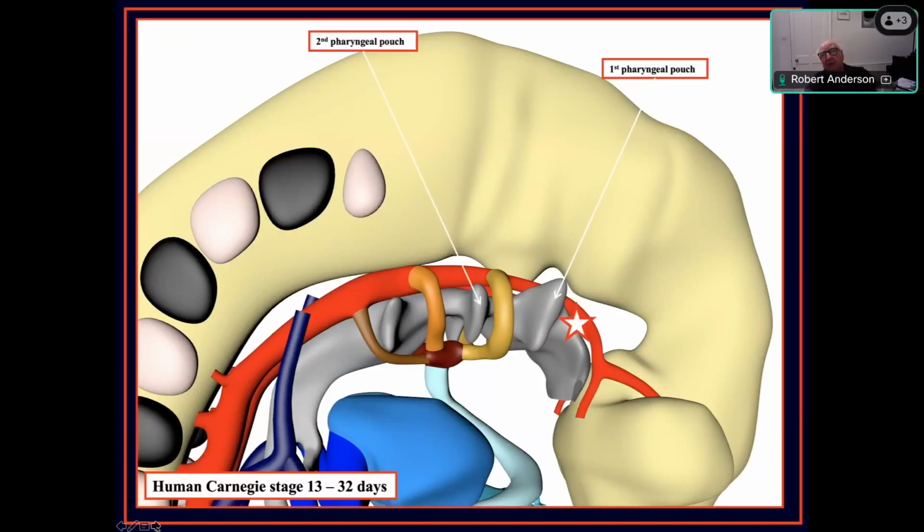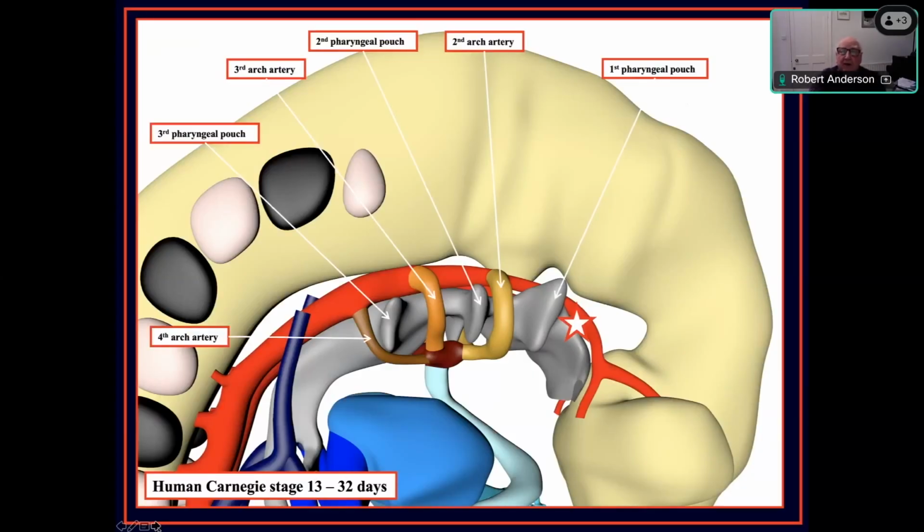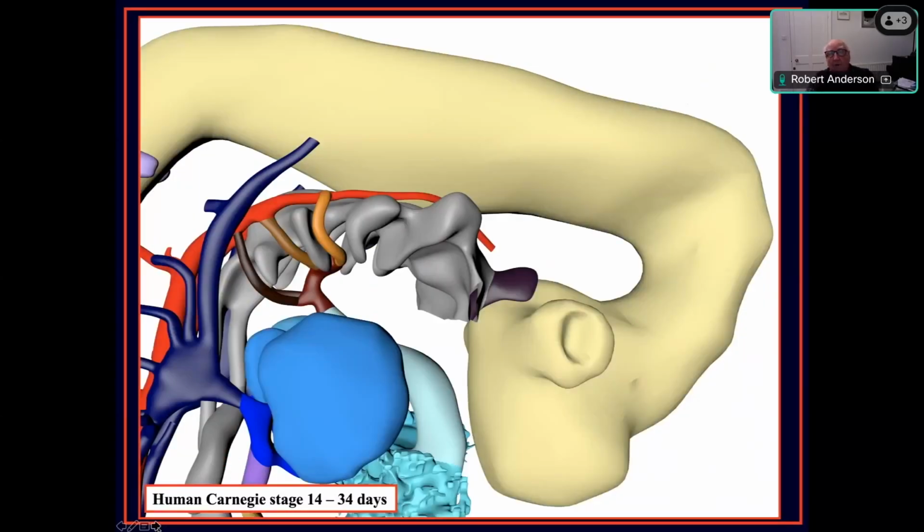We still have the second pouch, we still have a dominant second arch artery, but now we've had formation of a third pouch. And there, percolating through the third pouch, we have the third arch artery. And although as yet we don't see a fourth pharyngeal pouch, already we see that there is formation of a fourth arch artery. So, Carnegie stage 13, 32 days, we move on one more stage, and this shows you how rapidly the changes are taking place.